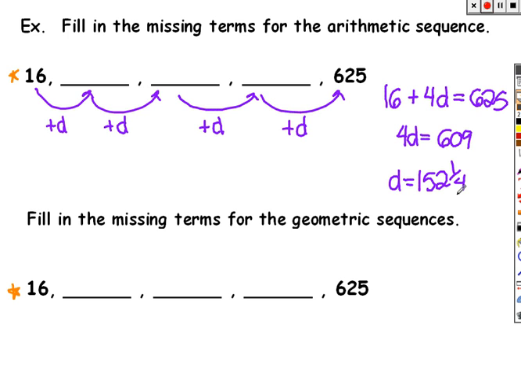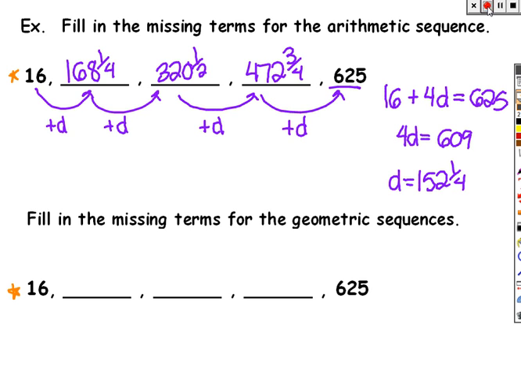So if I add 152 and a quarter onto 16, I'd get the next term. Add on 152 and a quarter again, and again, and I should be to the 5th term, excuse me.